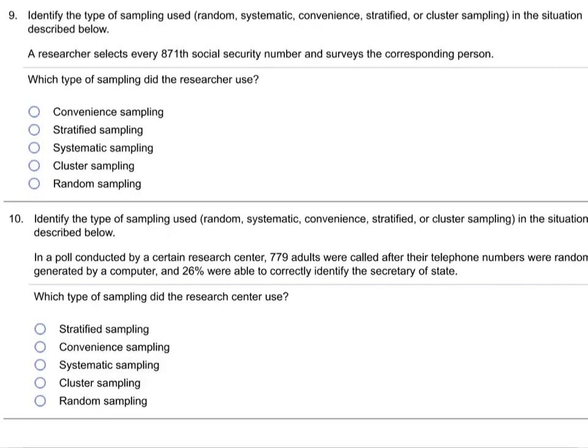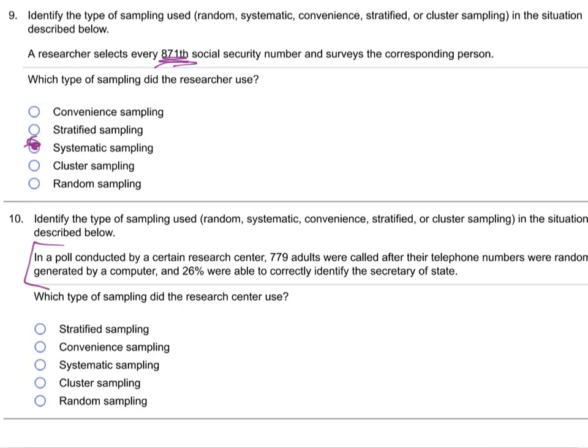So we're going to get into ways of researching. Do you remember this? Random, systematic, convenient, stratified, cluster sampling. A researcher selects every 871st, I wonder why they put a TH there. Anyway, 871st, they should have said Social Security number, and surveys the person. That's systematic. Exactly. All right, let's go to number 10.